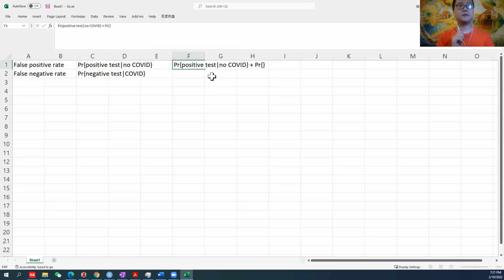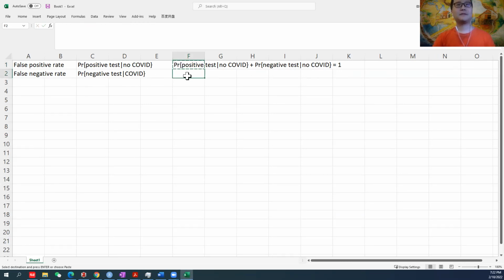So if we know the false positive rate here is 1%, we know that the remainder should be 99%, but let's see what this remainder is. It should be a negative test result, because that's the only other possible result if a person has no COVID. So these two probabilities should sum to 1.